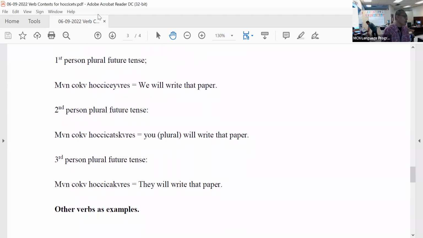Now we get into first person plural future tense. First person plural future tense is representing we. And if I want to say we will write that paper, I will say Choga Hotsejagis. Soga Hotsejagis. That means we will write that paper. Soga Hotsejagis. We will write that paper.